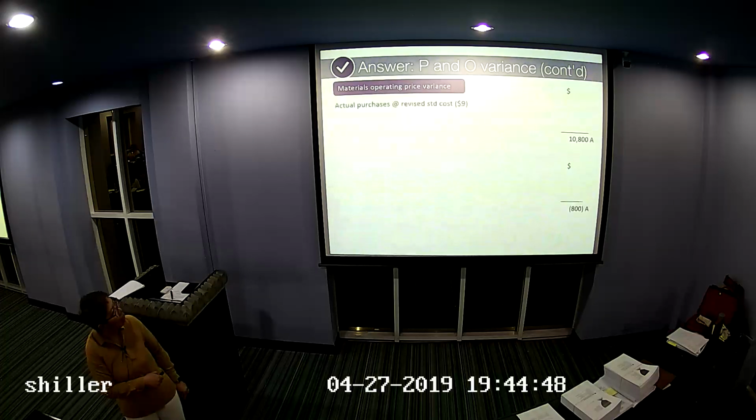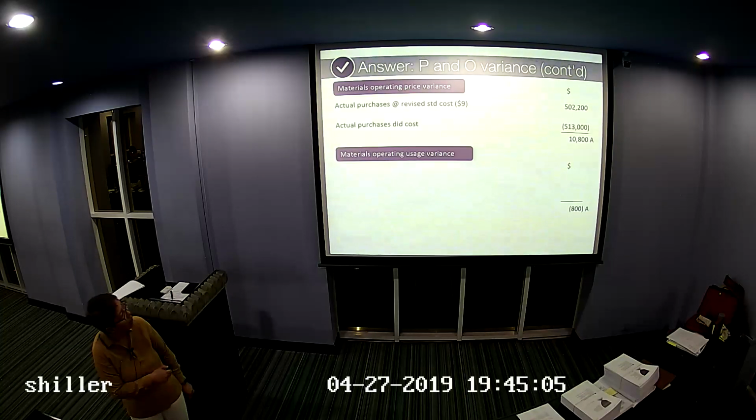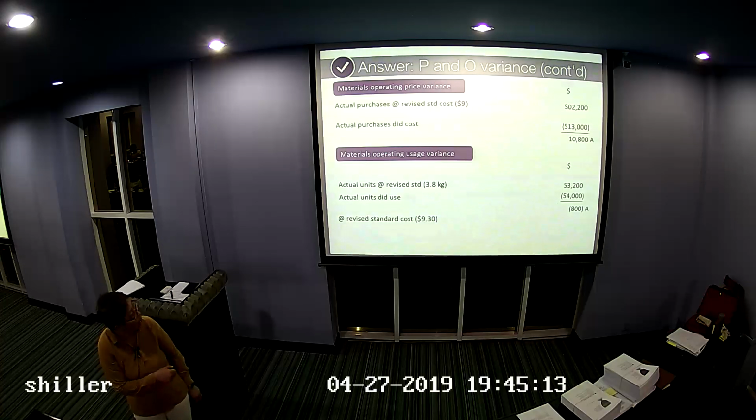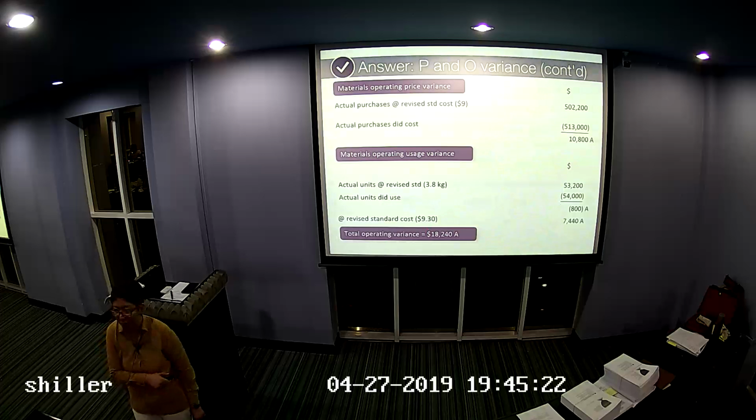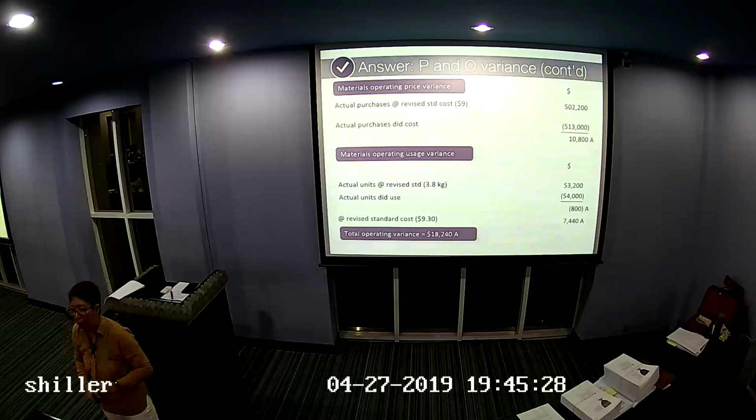Operating price variance in terms of materials. Okay, price variance. What is the revised actual purchases at revised prices? So it will be now. Operating price variance is adverse. Operating usage variance is what? Is adverse. So materials operating usage and operating price. So total operating variance is this much. So they put together the planning, they put together the operational variance.